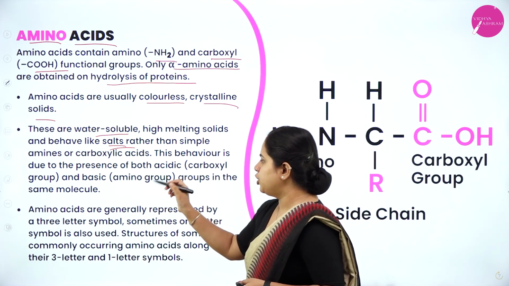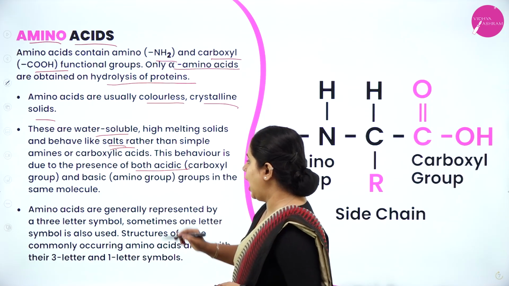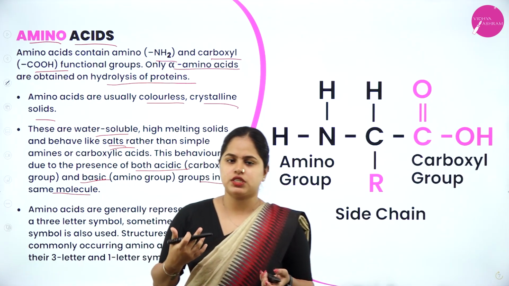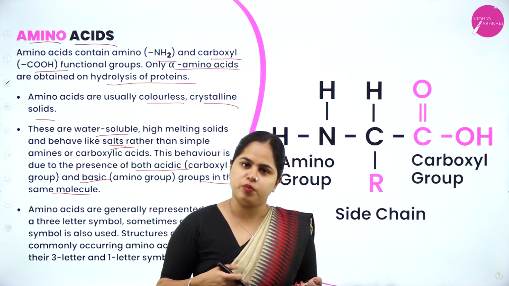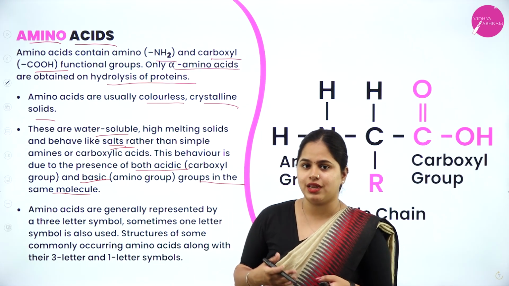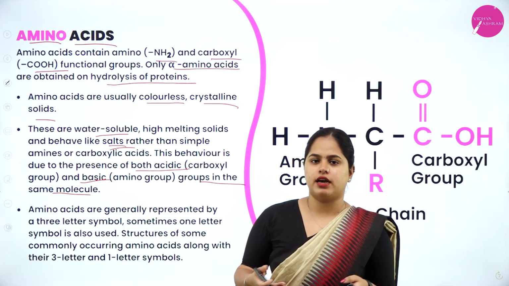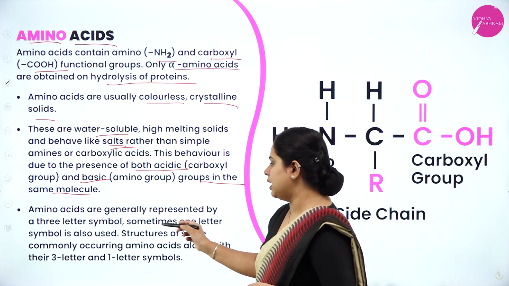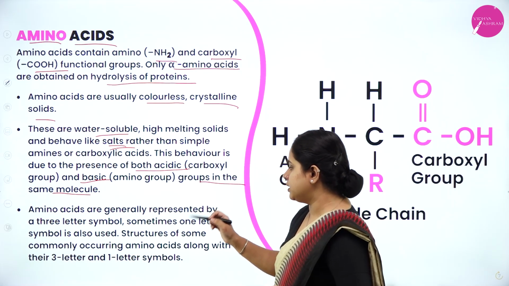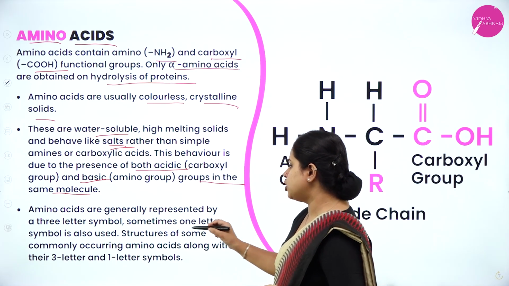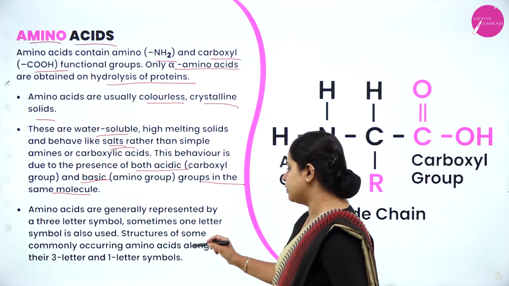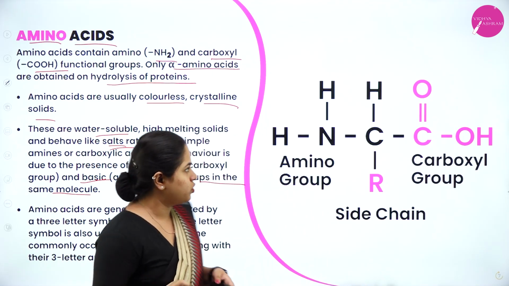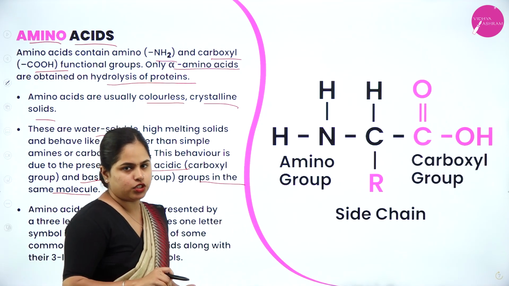This behavior is due to the presence of both acidic and basic groups in the same molecule. So COOH, which is carboxylic, is acidic and the amino group is basic. Because of the presence of both, it acts as a salt rather than acting as an acid or base. Amino acids are generally represented by a 3-letter symbol, sometimes a 1-letter symbol is also used. The structure of some commonly occurring amino acids along with their 3-letter and 1-letter symbols we are going to discuss now. This is the basic structure of an amino acid which is shown here.